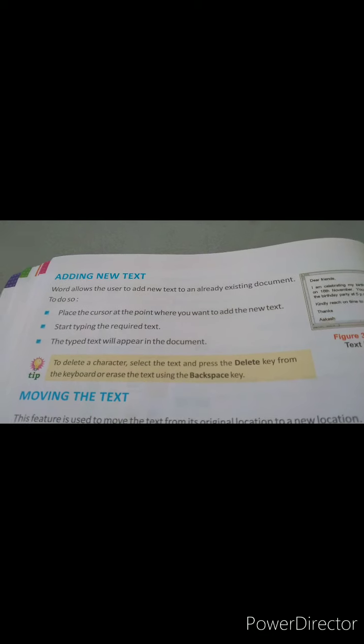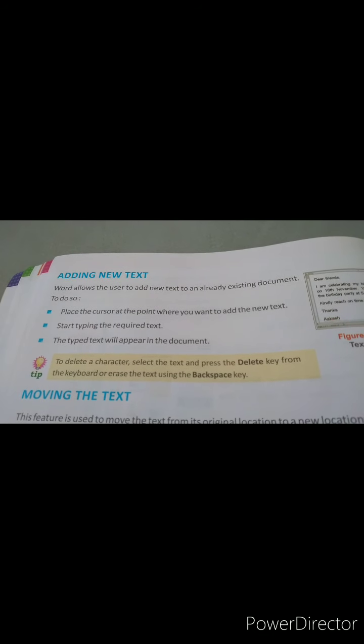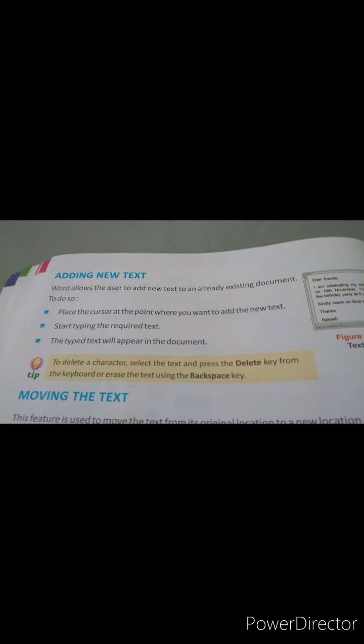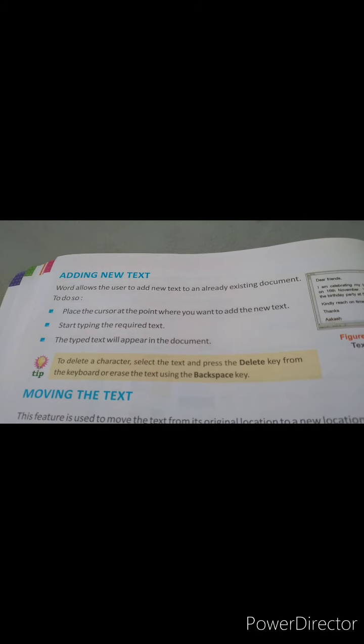See the steps to add new text to an already existing document. Place the cursor at the point where you want to add the new text. Start typing the required text. The typed text will appear in the document.